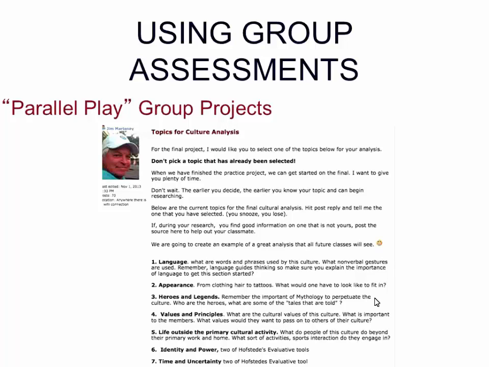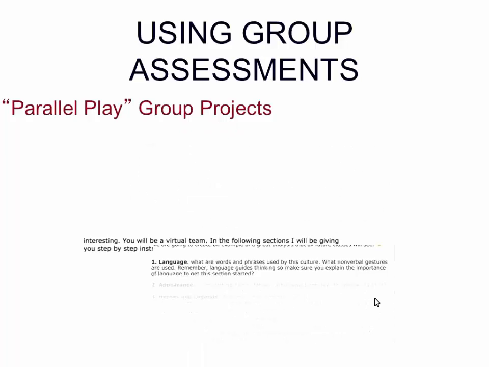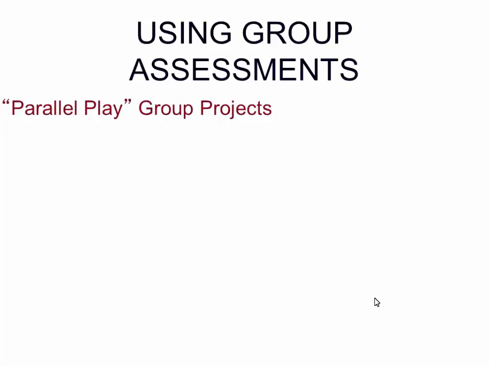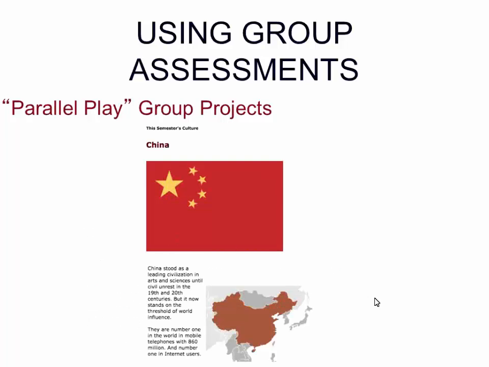We analyzed a country, but what I did was I took that country and divided it into a variety of topics, and each student would select a topic. From language, appearance, heroes and legends, values and principles, life outside primary culture, and so on. I had about 12, 14 of those individual topics. The student would select the topic they wanted to work on. I then explained what we're going to do. This particular one we did was China.